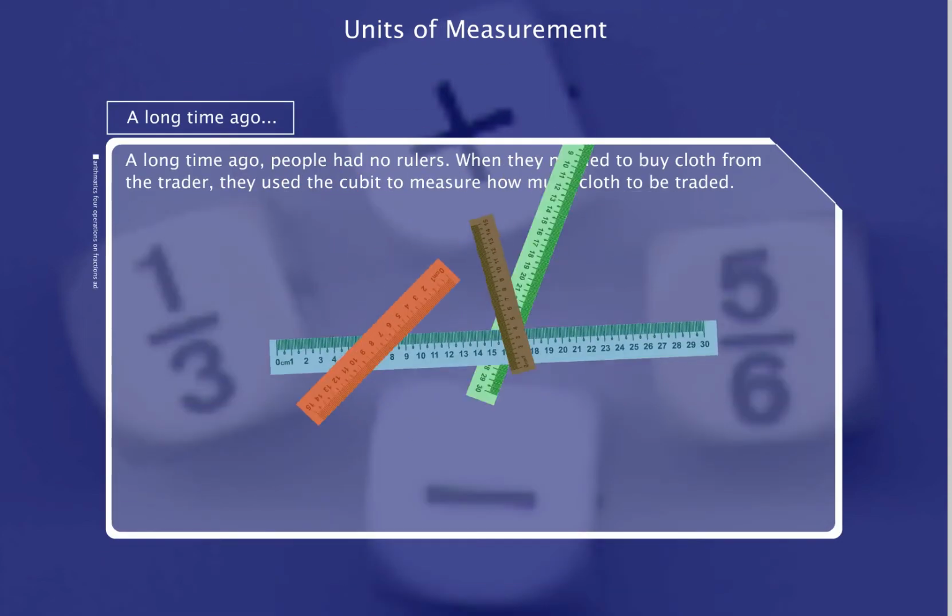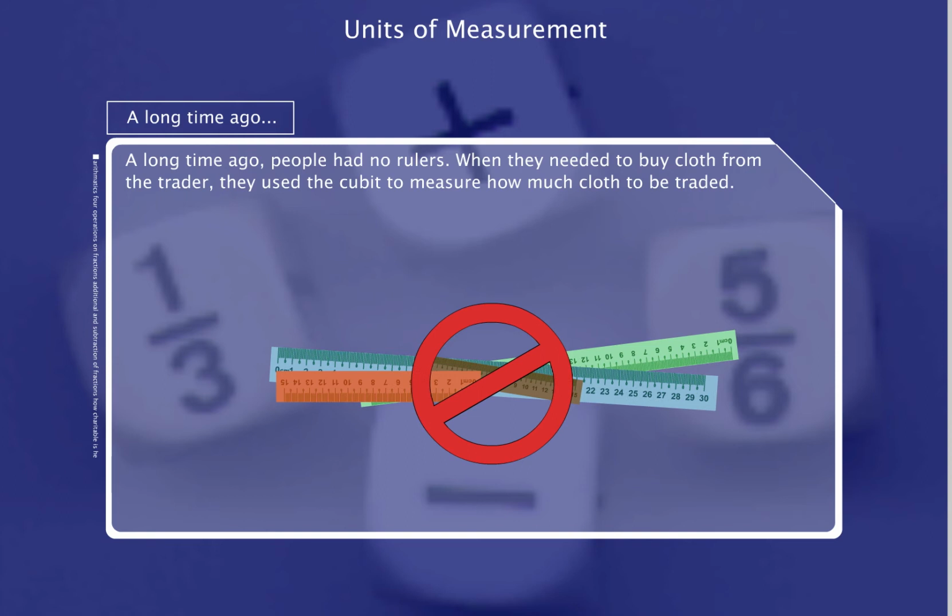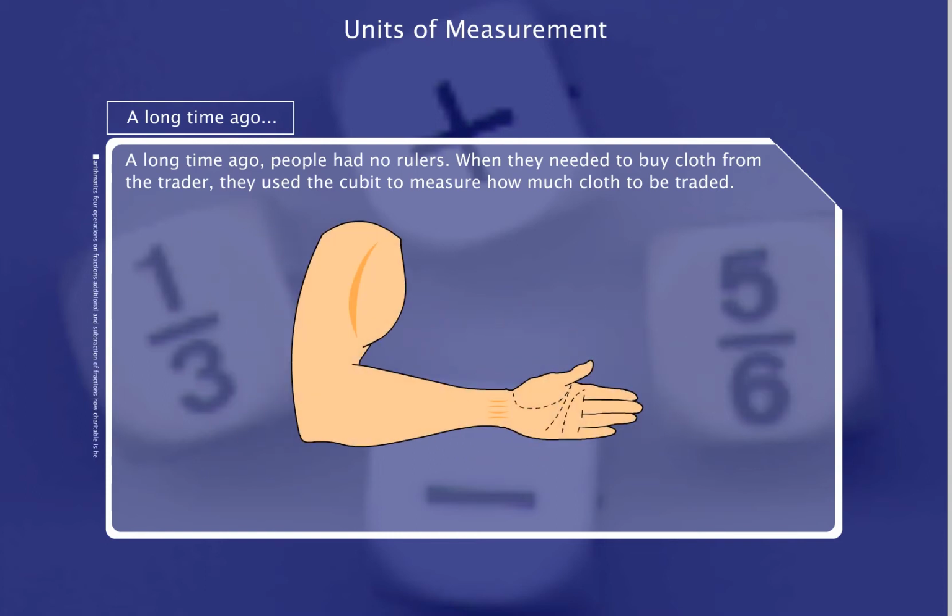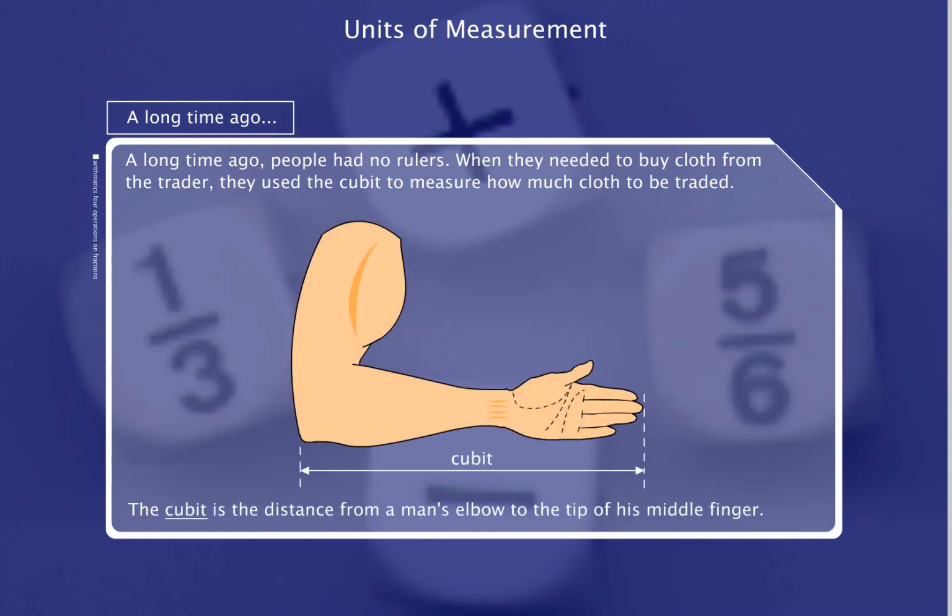A long time ago, people had no rulers. When they needed to buy cloth from the trader, they used the cubit to measure how much cloth should be traded. The cubit is the distance from a man's elbow to the tip of his middle finger.